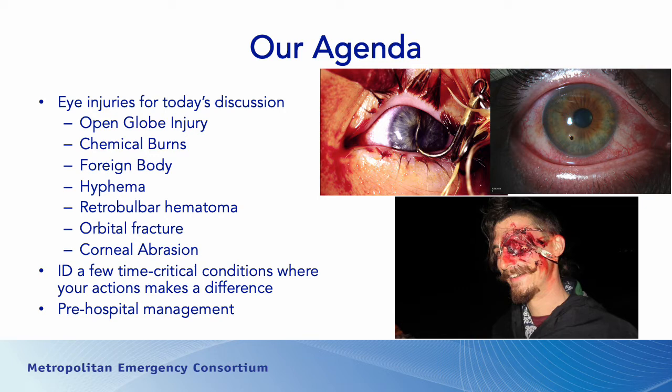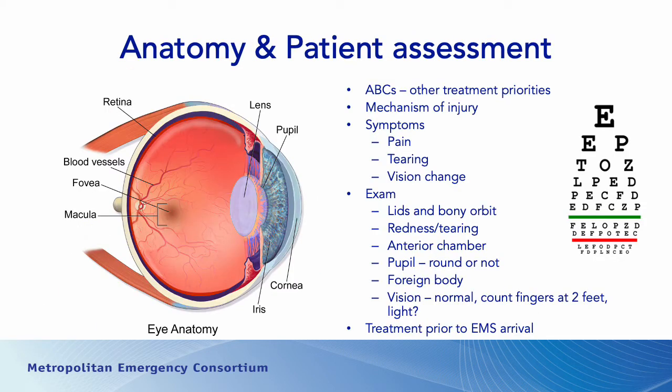Before we get too far into discussion about injuries, we need to talk a little bit about anatomy and assessment. On the left-hand side, I have a cross-section of an eyeball. The majority of what we are going to be concerned with is this front part of the eye, because that's what you can see in the field. So the front part, you've got the cornea, which is the clear part of the eye. That's the part of the eye that you would rest a contact lens on.